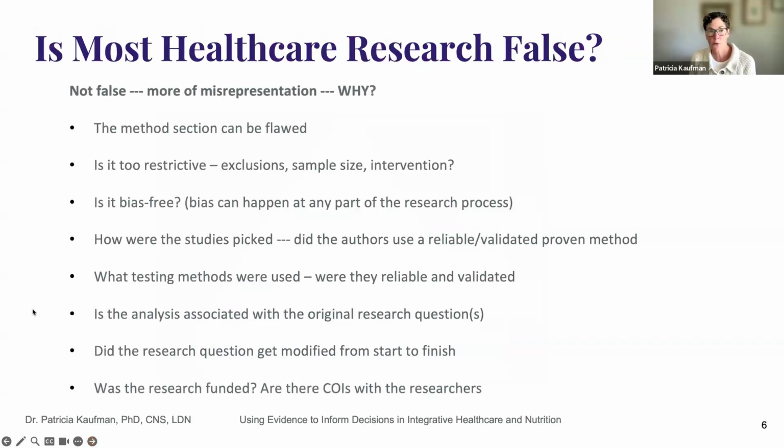So is most healthcare research false? Maybe, maybe not. And why can it be false? The method section of the study could be flawed. The method section could be too restrictive. So in the method section, you have inclusions and exclusions, who's going to participate in your study. And those can be too restricted so that it's not a representation of the population and cannot be generalized to the population. The sample size might be small.